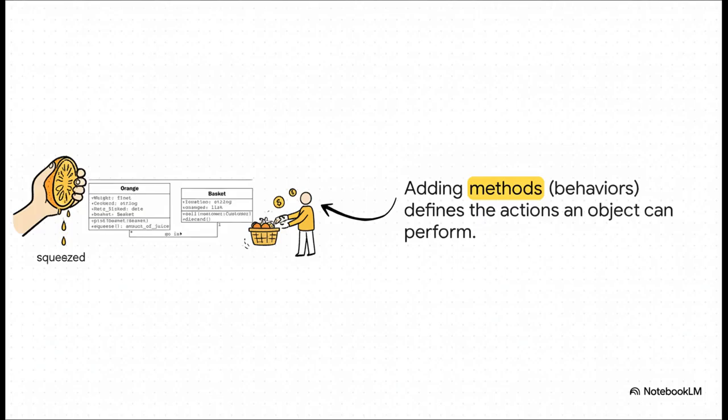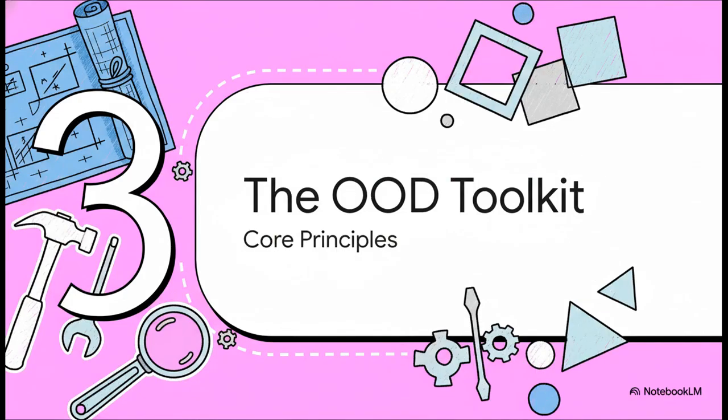These methods are the actions, the verbs, that bring the whole system to life. Our blueprint is complete. So we have our blueprints, but to build systems that are truly elegant and robust, designers rely on this really powerful toolkit of core principles.